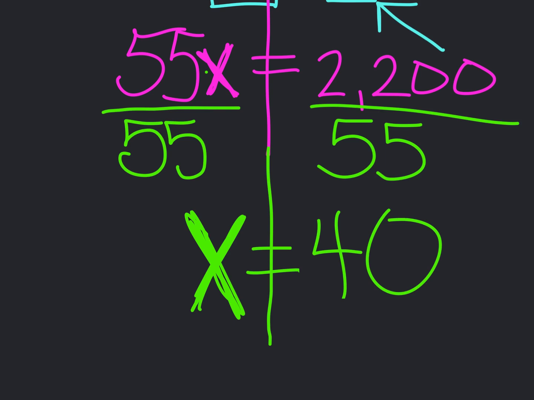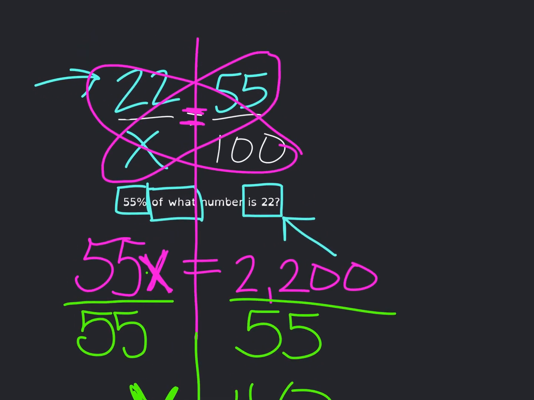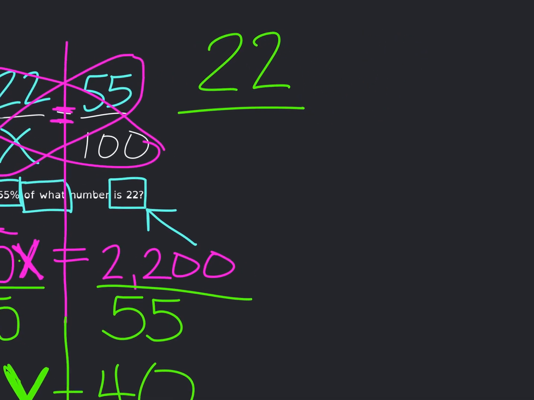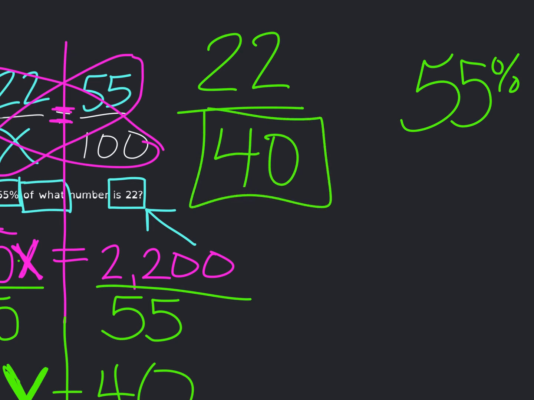Before I just type that into ALEKS and move on and be done with it, I need to check logically, does that make sense? So if you remember, up top, we said 22 of what number would be roughly 55%, roughly half. Does it make sense? Is 22 roughly about 50% of 40? Yeah, it is. So I know that the total number that I came up with makes sense, and I'm ready to submit and move on.